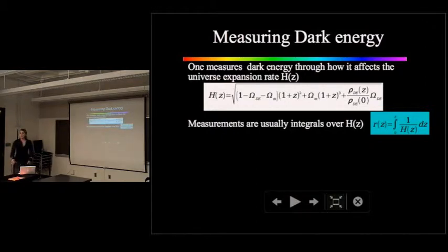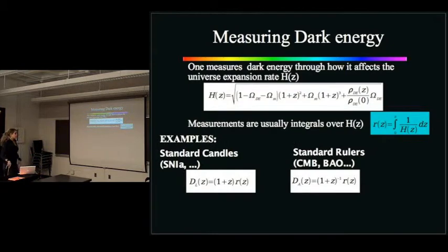One way of measuring it is through how it affects the expansion rate of the universe. And that is encompassed in terms of this parameter, which is the Hubble parameter. And you can see this is where dark energy contributes to the Hubble parameter. But our measurements actually tend to be integrals over the Hubble parameter, which is referred to as the co-moving distance r. Now, there are two ways in which we generally probe and get measurements of the co-moving distance.